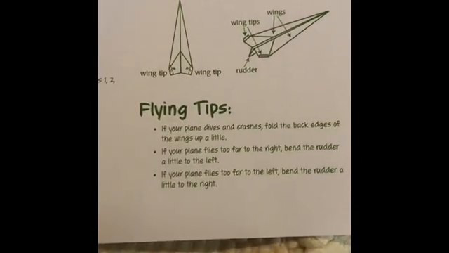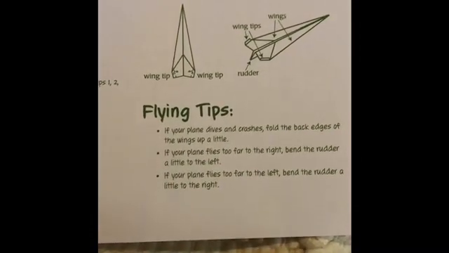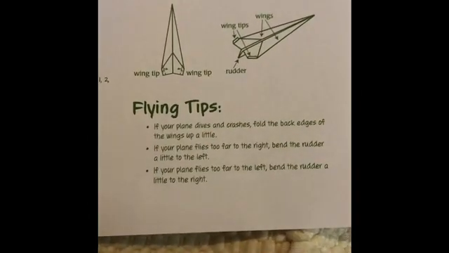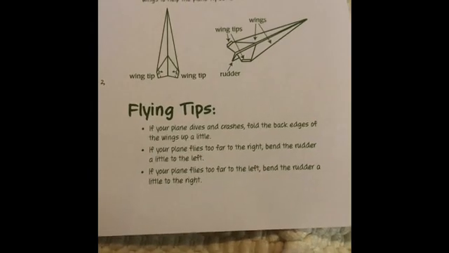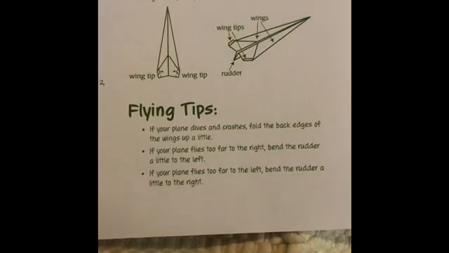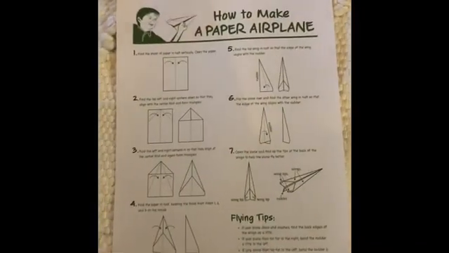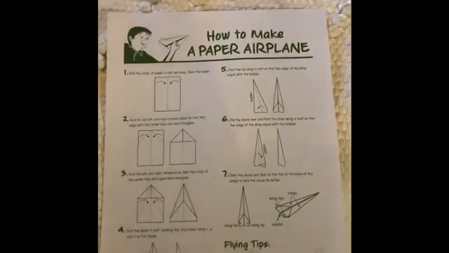If your plane dives and crashes, fold the back edge of the wings up a little. If your plane flies too far to the right, bend the rudder a little to the left. If your plane flies too far to the left, bend the rudder a little to the right. So now what we're going to do is use these directions to help us build our own airplane.